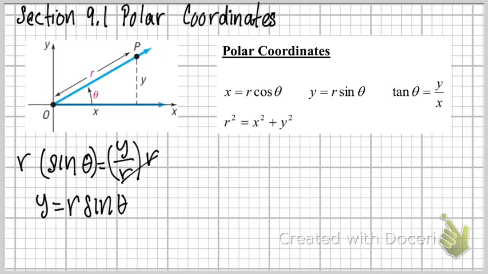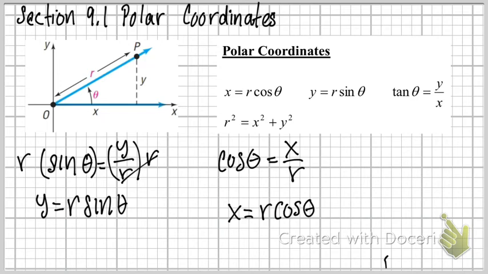Now let's take a look at the other one. The other one would be the cosine of theta. I would say the cosine of theta equals adjacent over hypotenuse. That's going to be x over r. In a similar way, if I solve this for x, I get x equals r cosine theta, because I'm going to multiply both sides by r. Okay, so that's where those come from.